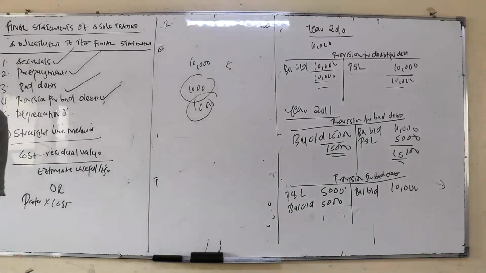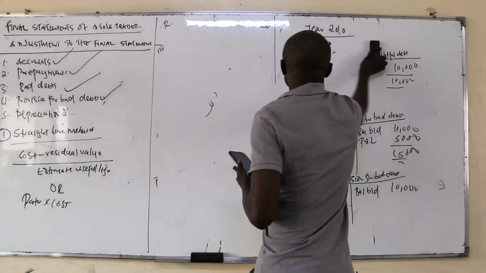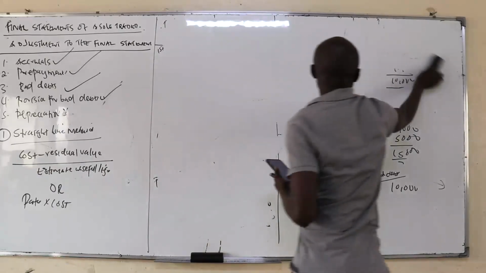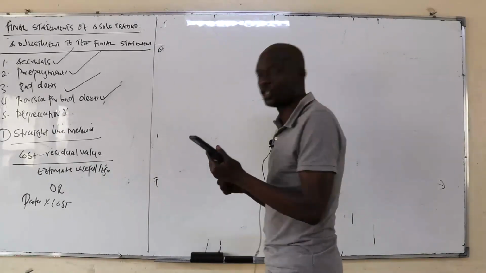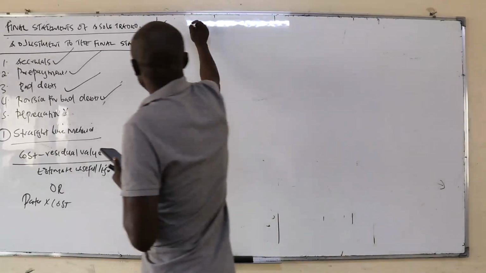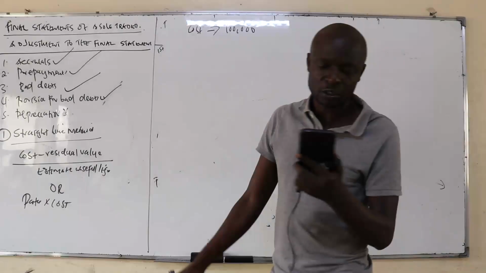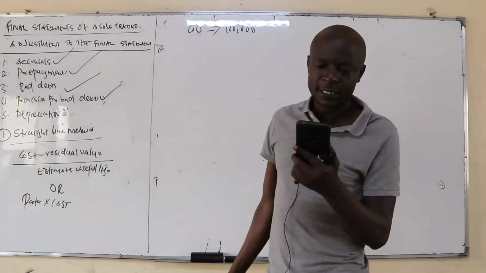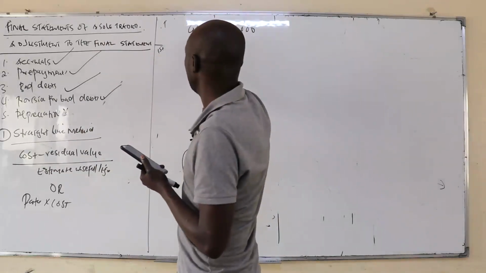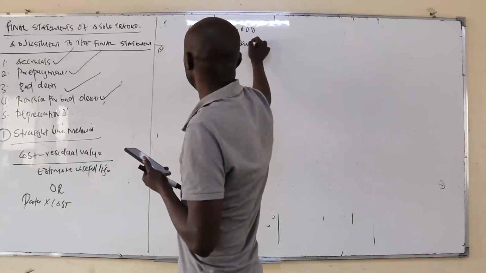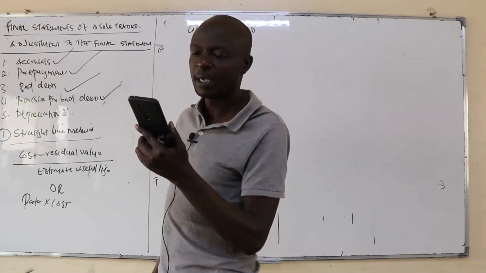Example: a farm buys a machine for 100,000. So the cost of the machine is 100,000. That is the cost. It expects to use it in the farm for 8 years. So its life, it will be used for 8 years. The machine will be sold for 200,000.